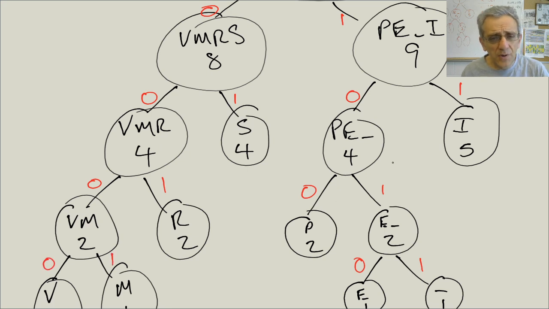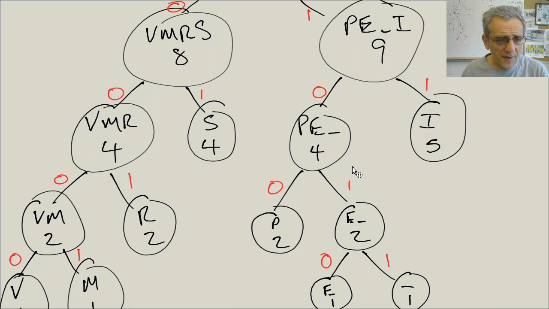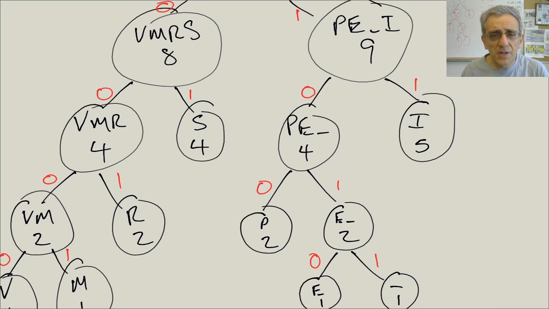And so now what I'm going to do is, if I have enough room, I'm going to create the table for all of my letters. Starting with the most popular letter, I had I, and then I had S, and then I think P, and then R, and then I think I had space, and then I had E, M, V.